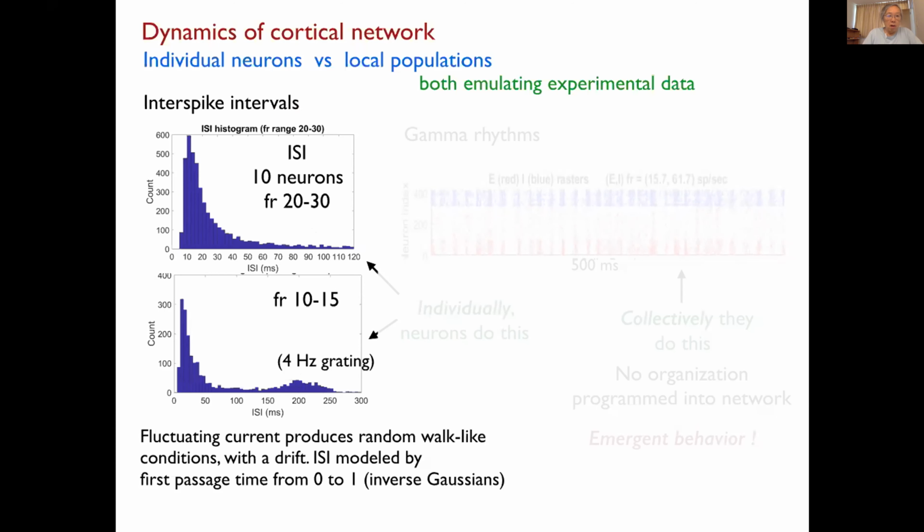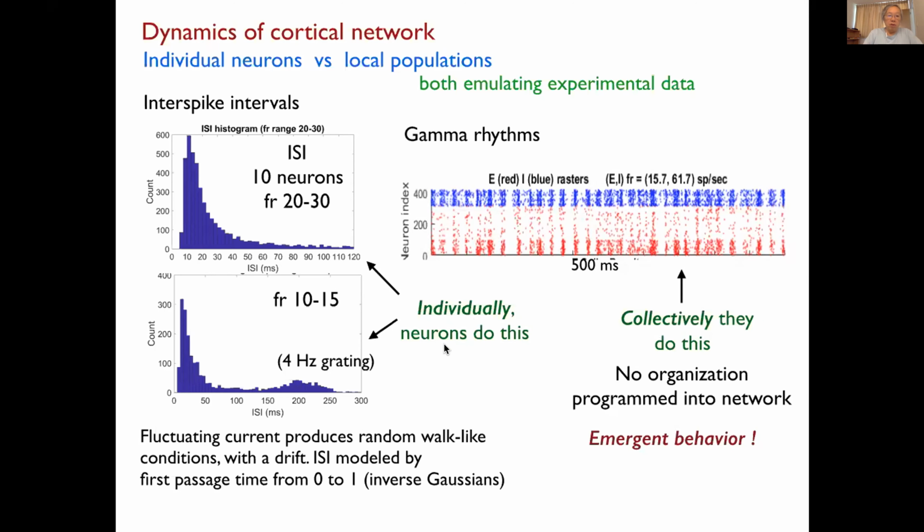But in short, if you look at a single neuron, the spike firing times of a single neuron appear to be very, very random. In fact, one way that one could rationalize that is that each neuron receives a fluctuating current because it receives a current from many other neurons. The sum of which is a fluctuating function that produces random walk-like behavior with a drift up towards threshold when you are driving it. And so the ISI can be modeled as a first passage time from reset to threshold, as inverse Gaussians, and they have shapes that look like this.